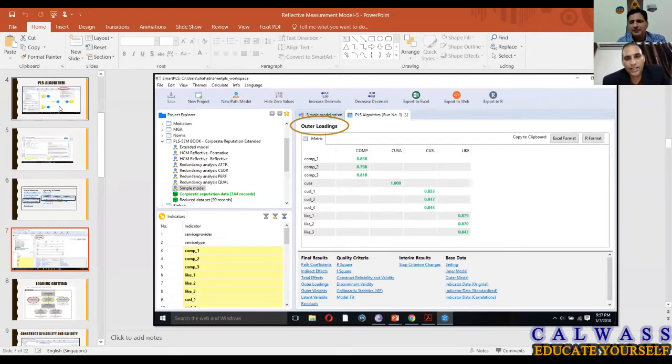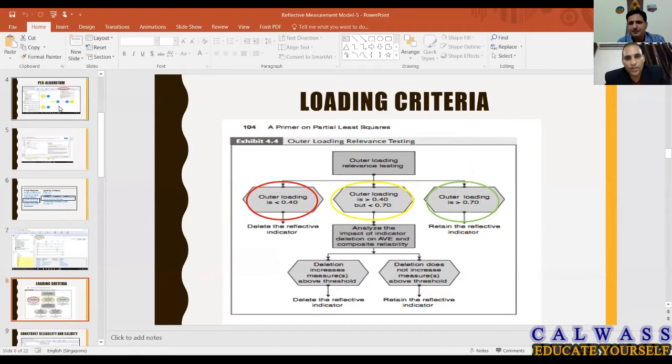When we see outer loadings, the criteria for the outer loading is this. If we get a loading value less than 0.40, we have to delete that item. If the outer loading is greater than 0.5 and less than 0.7, then we have to see to what extent we can improve AVE if we delete the item. If deleting an item whose outer loading is greater than 0.40 can improve our average variance extracted, or AVE, we can still delete the item.